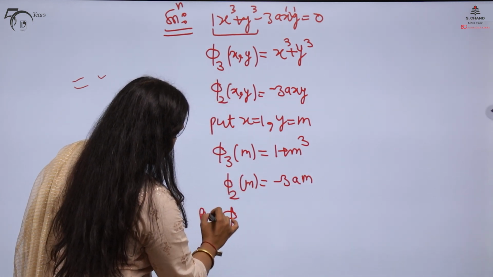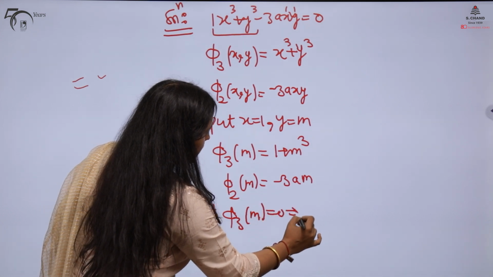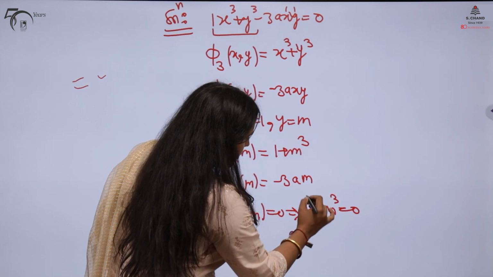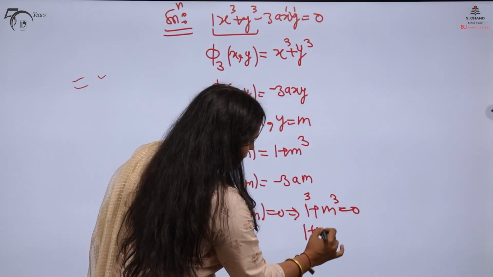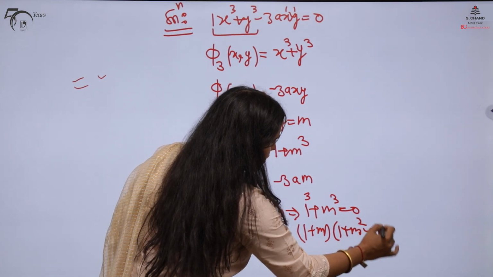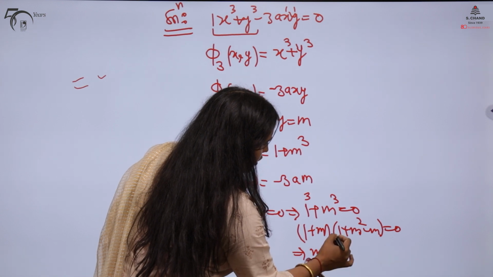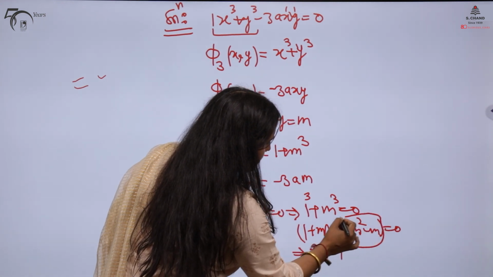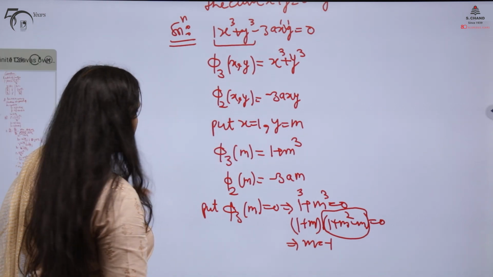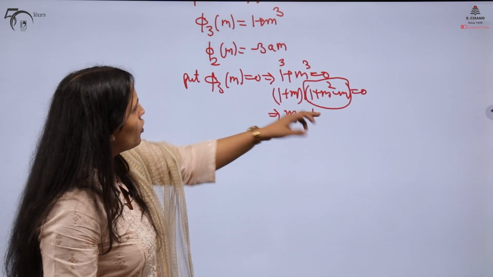Put the highest degree term, phi 3 m, equal to 0. What will you get? 1 plus m cube equal to 0. Open using the formula a cube plus b cube: (a plus b)(a square plus b square minus ab) equal to 0, which implies m is minus 1. When you solve the other factor, it will give you complex roots. Don't consider complex roots, because in asymptotes we consider only real values. So m is minus 1.